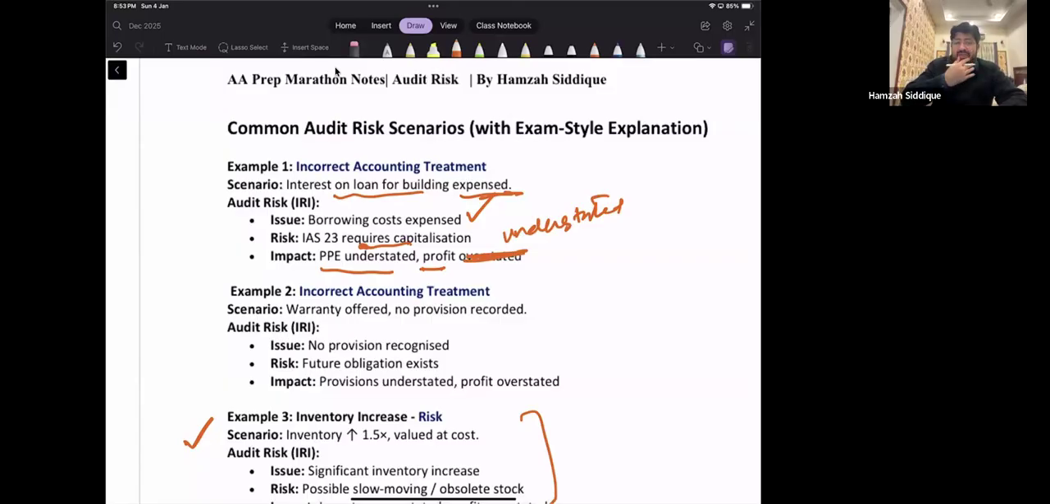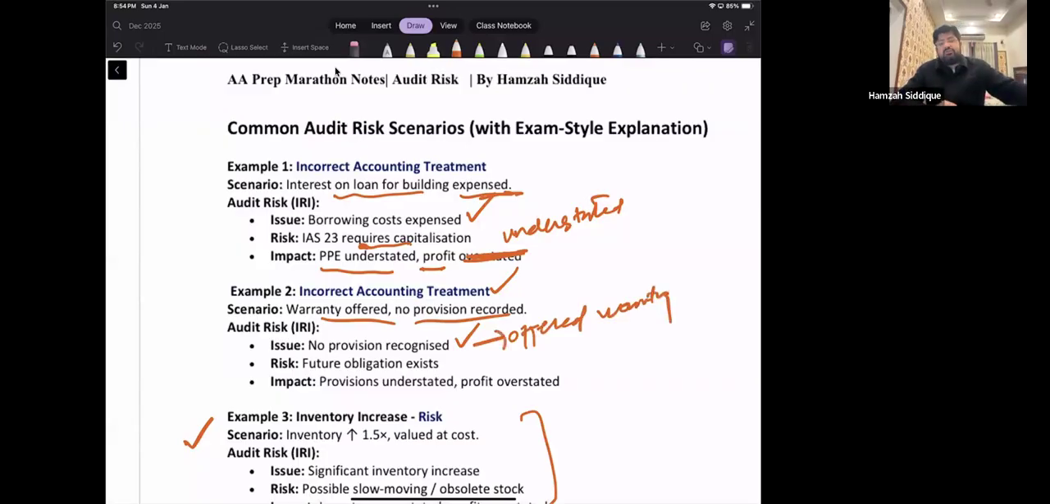Now, another example. The company has offered provision for warranty on the products they are selling. So the company may not have recorded any provision. If they have not recorded, the scenario is telling it, for example. So incorrect, because no provision recognized, and they have offered warranty.